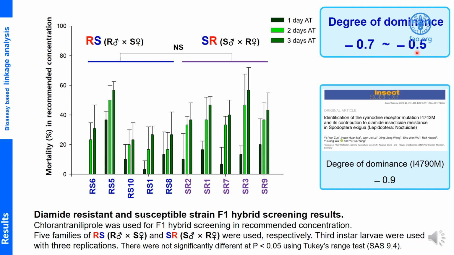The Chinese group also identified the degree of dominance. Only the I to M mutation existed in their resistant strain. At that time, they showed a degree of dominance of minus 0.9. So that means in the Korean population, it is probably linked to not only one gene. So many genes can be involved in insecticide resistance, more than in the Chinese resistant strain.